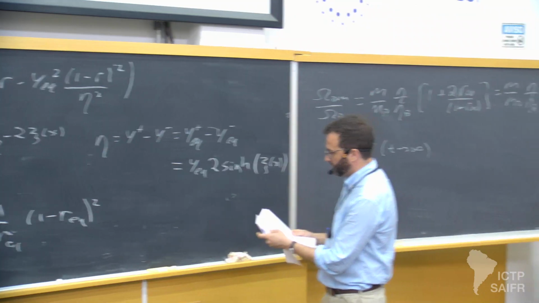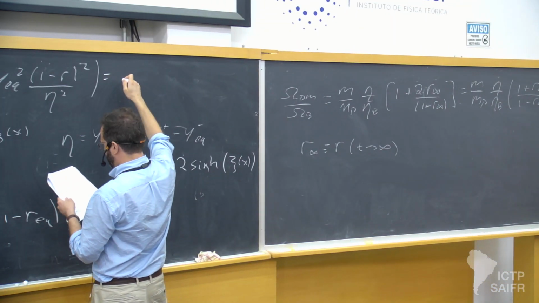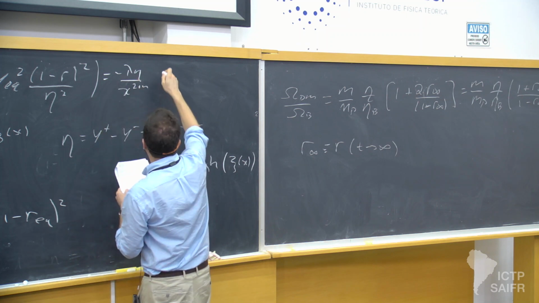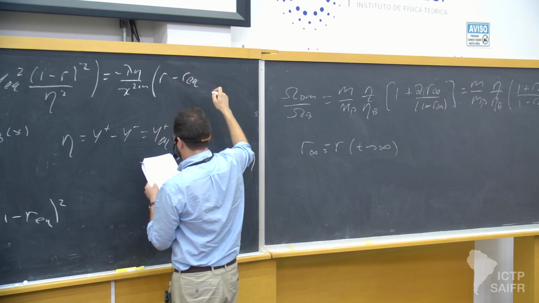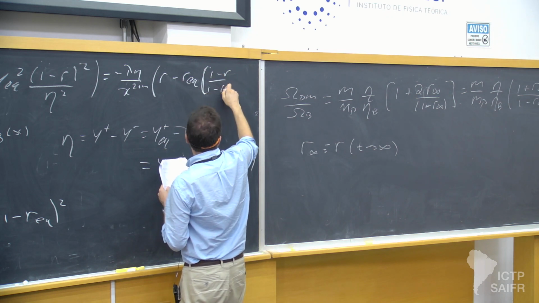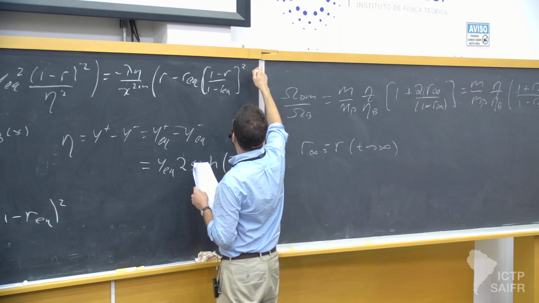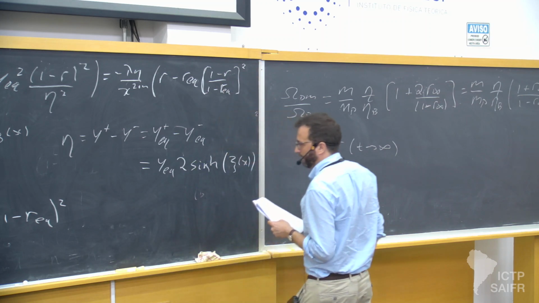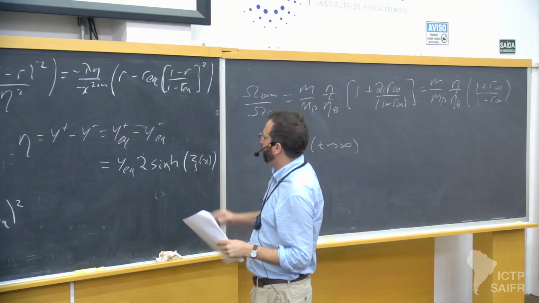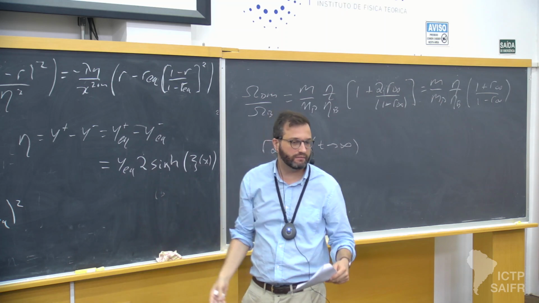Then we substitute this into the above Boltzmann equation, and we'll find that this is equal to negative lambda eta on x squared plus n, r minus r equilibrium, and then this factor, 1 minus r on 1 minus r equilibrium, squared. Good. And this is the form of the Boltzmann equation which we want to use to get an approximate analytic solution.